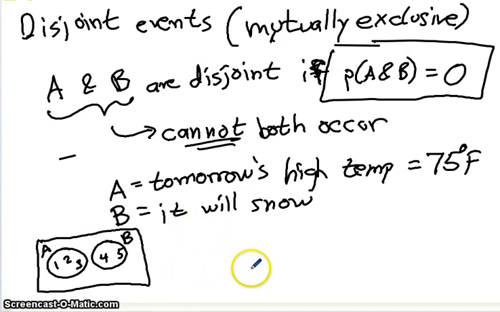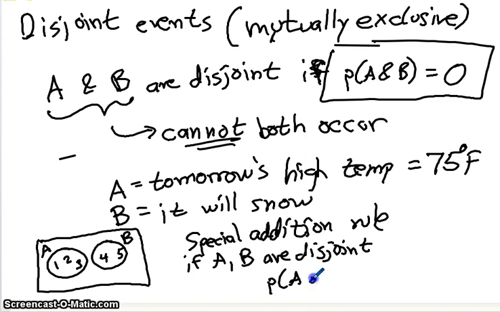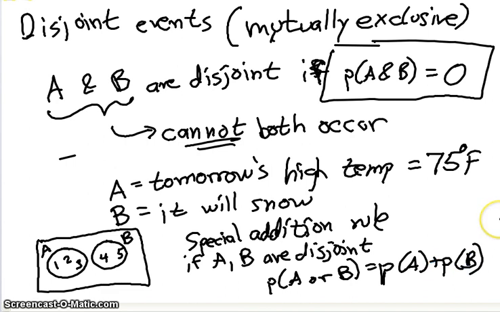So basically, that is going to give us a special addition rule: if A and B are disjoint, then the probability of A or B, now I can simply add the probabilities, because the probability of A and B is 0 in any event.